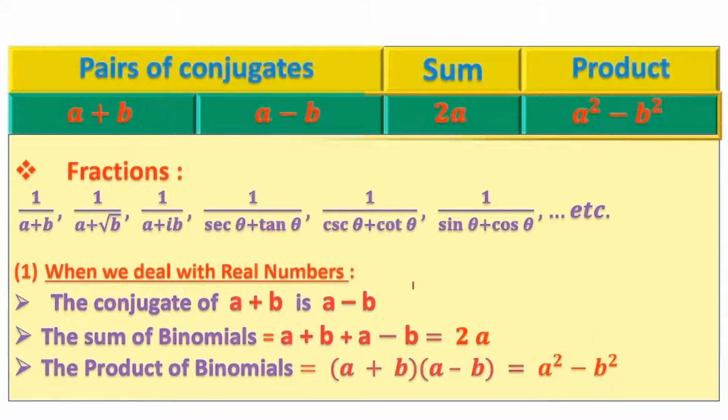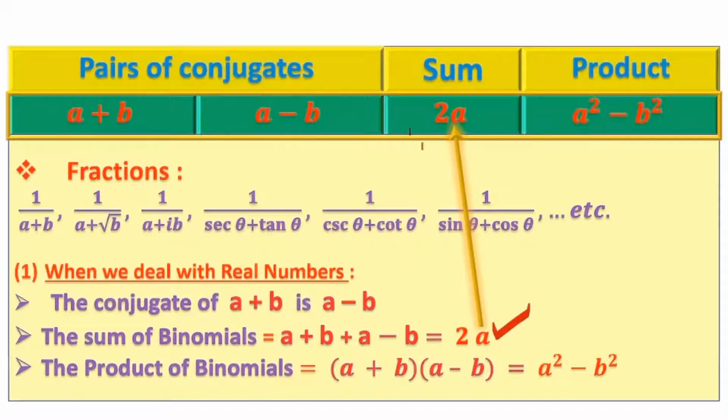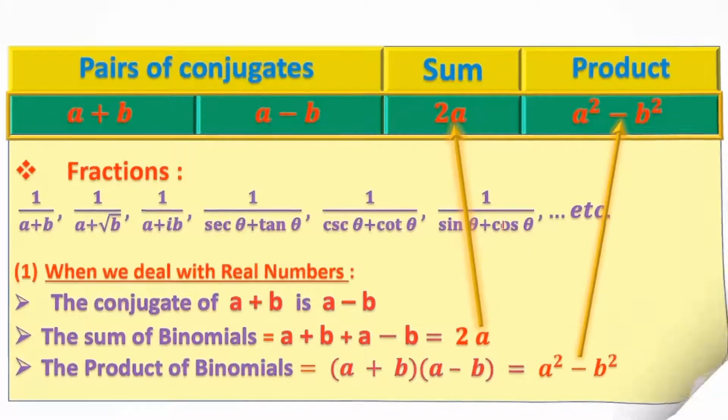Let us consider the above table. Here, a plus b and a minus b are the conjugate of each other. Their sum is the rational number twice a, and their product is the rational number a square minus b square. Friends, when both a and b are rational numbers, it is useless to say that the conjugate of a plus b is a minus b.